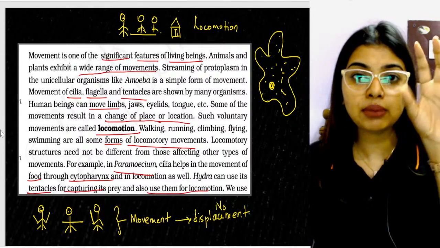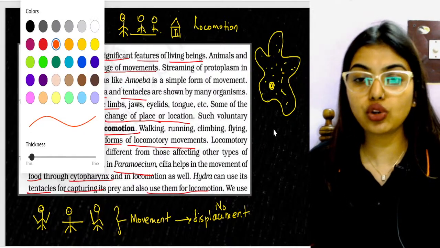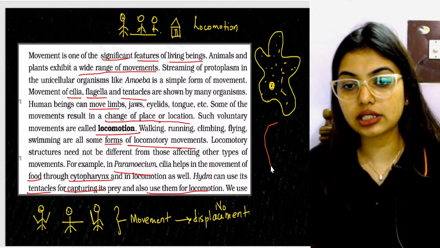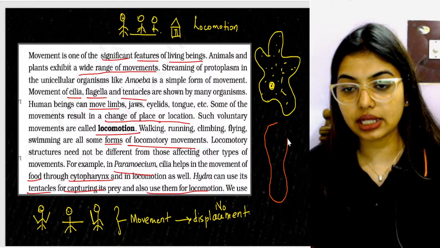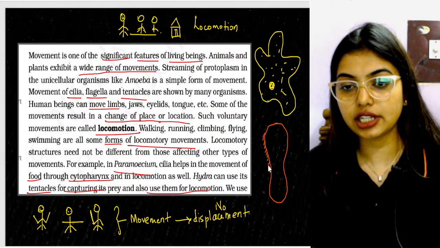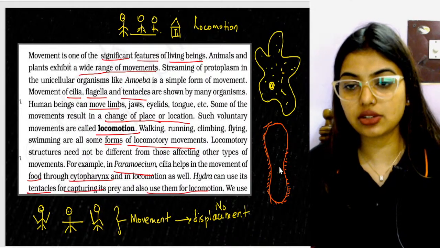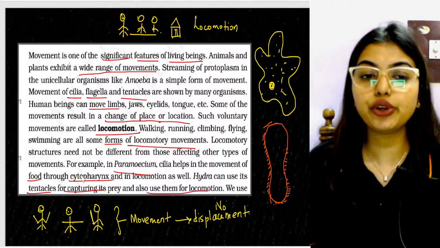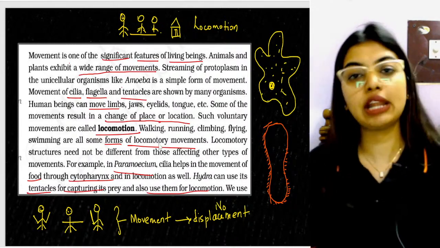So students, paramecium has cilia. All of you remember, it will look like the sole of your shoes, right? Something like this. Okay, this is how your paramecium is going to look, and it will have cilia everywhere. Cilia, cilia, cilia all around. Everywhere cilia is going to be there, and this cilia is going to help in the movement of food through the cytopharynx, as well as it is going to help in locomotion.